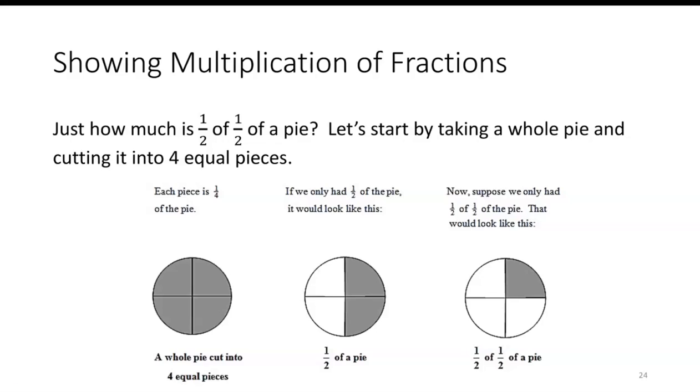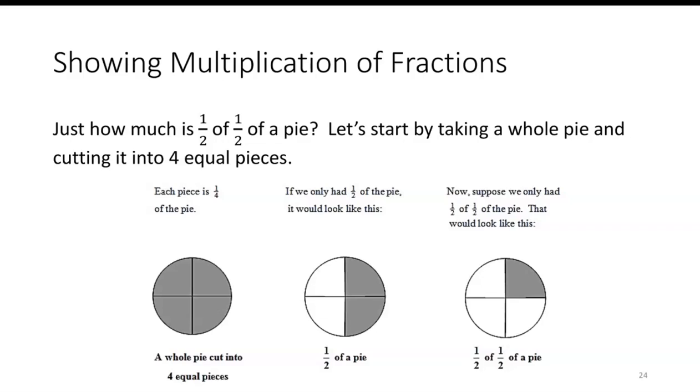Just how much is 1/2 of 1/2 of a pie? Well, let's start by taking a whole pie and cutting it into 4 pieces. So each piece is 1/4 of the pie. Now, if we only had 1/2 of the pie, then we would only shade 2 of those pieces.